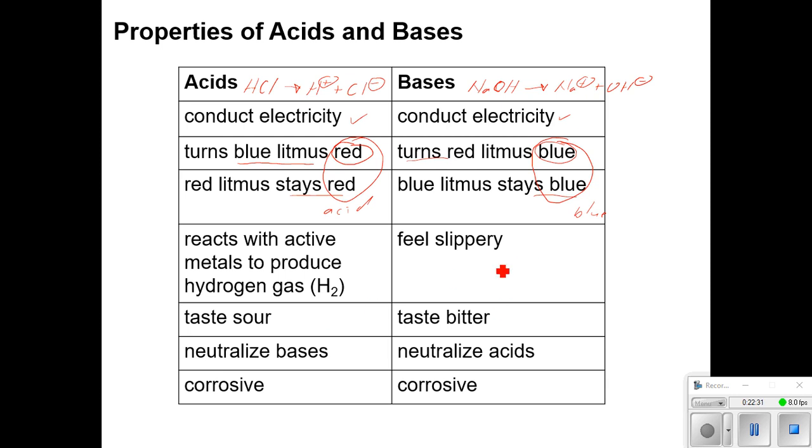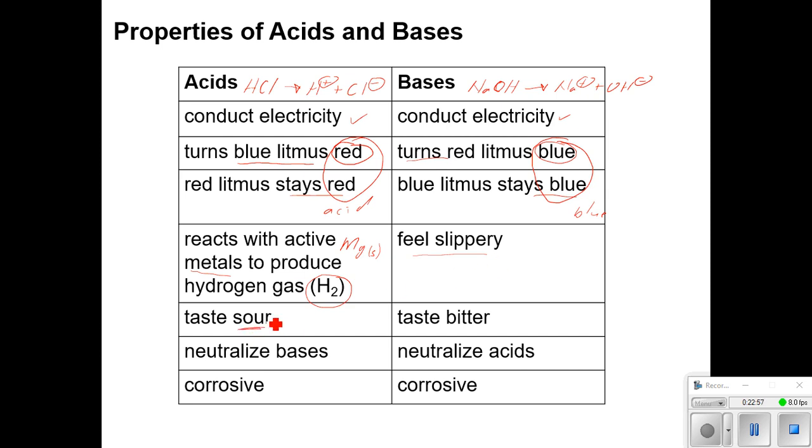In the case of acids as well, they do react with active metals. So usually one of the metals that we talk about is magnesium. If you put a magnesium strip, a little piece of metal, into an acid like hydrochloric acid, a strong acid, then there is a gas produced, and that is hydrogen gas. So that's a property of acids. Bases, slippery to the feel, typically.